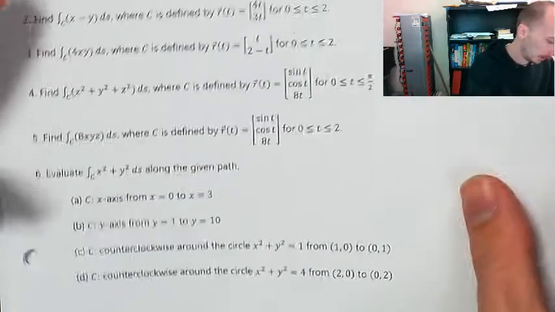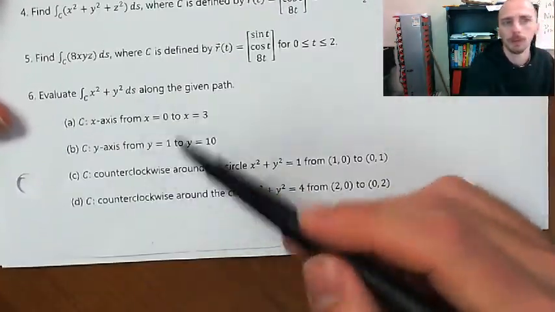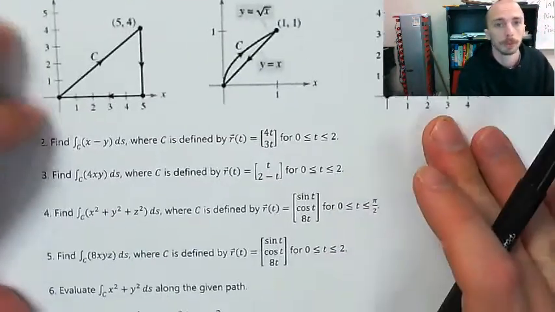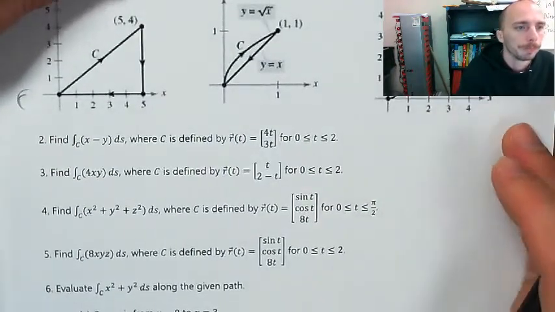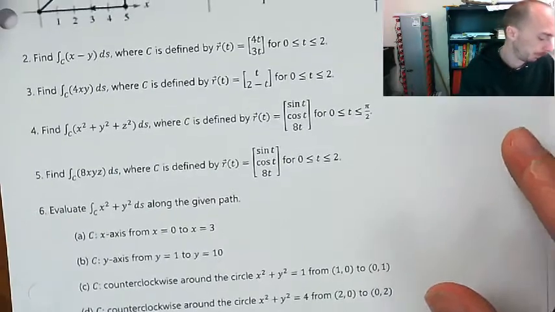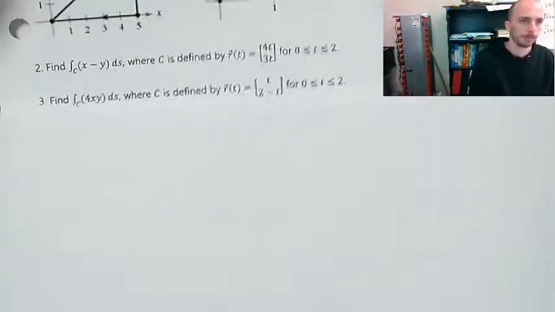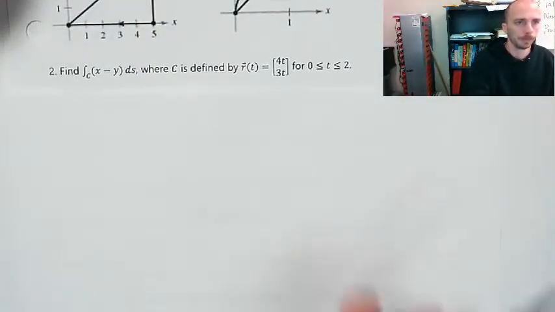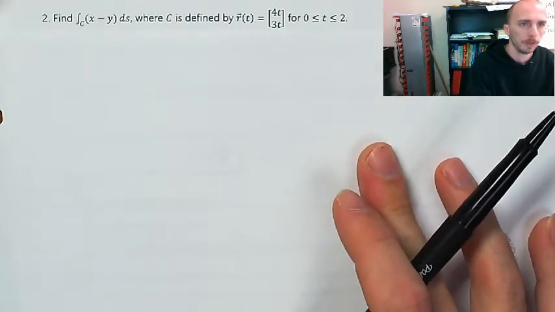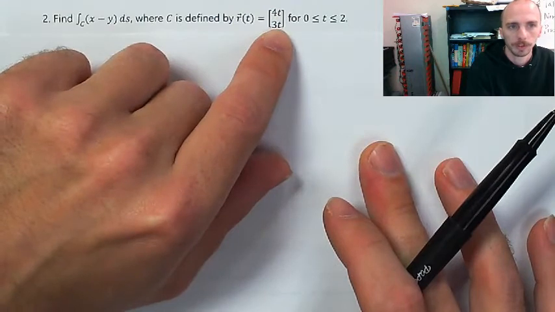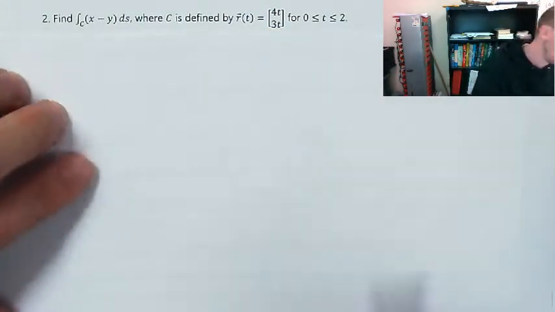Okay, the rest of them, I think oh no, I guess we'll have to do a little bit of parameterization later. Well, this one's going to be pretty robust. It's a lot of integrals. Okay, so we're going to work this one. And we know that x is 4t and y is 3t. T is running from 0 to 2.